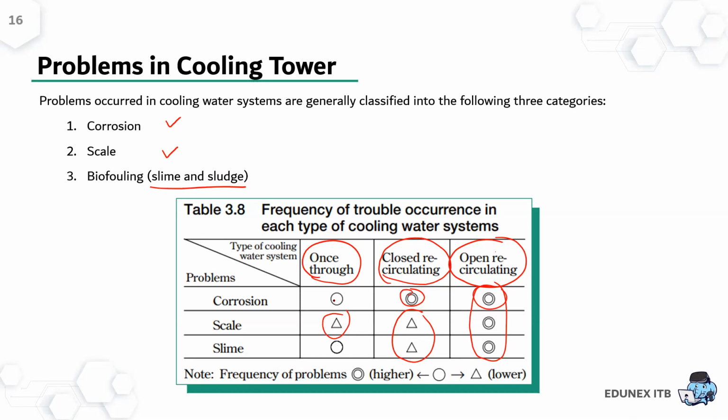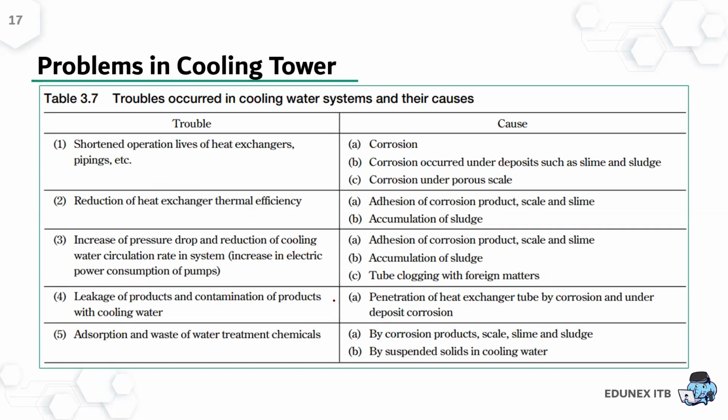Okay, so this is the tabulation of troubles in the cooling water system. Corrosion here is the main problem in all of the troubles, and it has a kind of multiple effect. If we have corrosion in the cooling water, the first is shortened operation life of the heat exchangers and piping, reduction of heat exchanger thermal efficiency, and increase of the pressure drop, and leakage of the products and contamination of the products with cooling water, and also the absorption of water treatment chemicals.